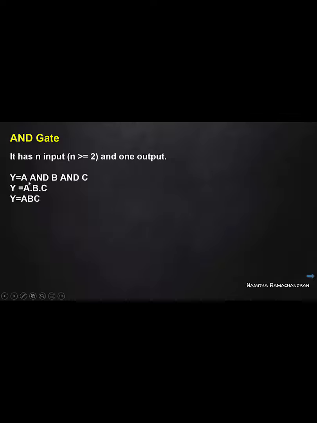And the AND gate operation is represented like this: A and B, 2 input AND gate. It generates a single output which is represented by this Y variable here. In another way, we can represent the AND gate operation as A dot B dot C, a 3 input AND operation that generates a single output. In another way, we can represent the same logic simply as ABC, indicating an AND operation between A, B and C inputs and generating a single output.